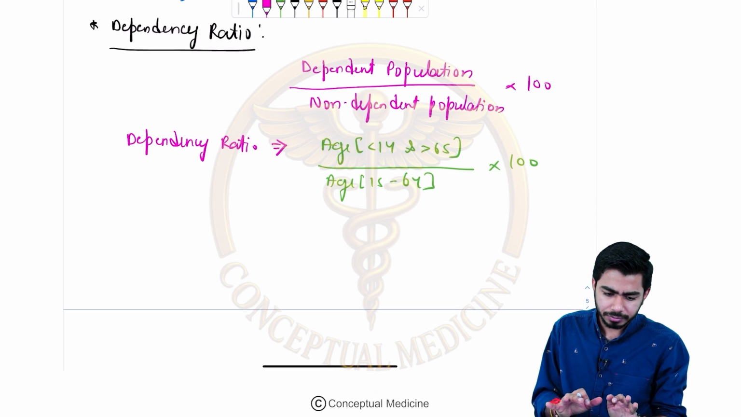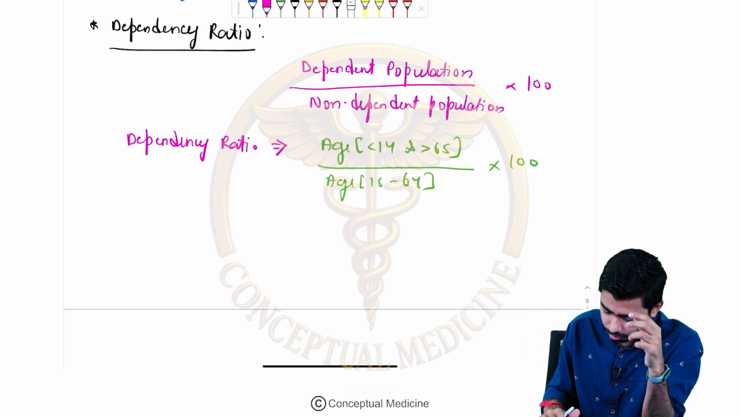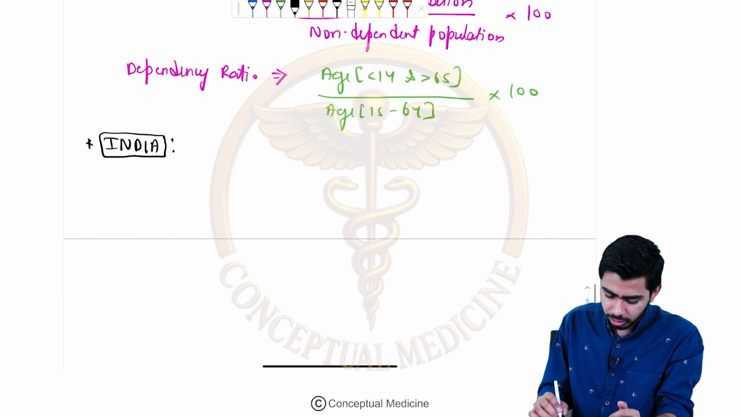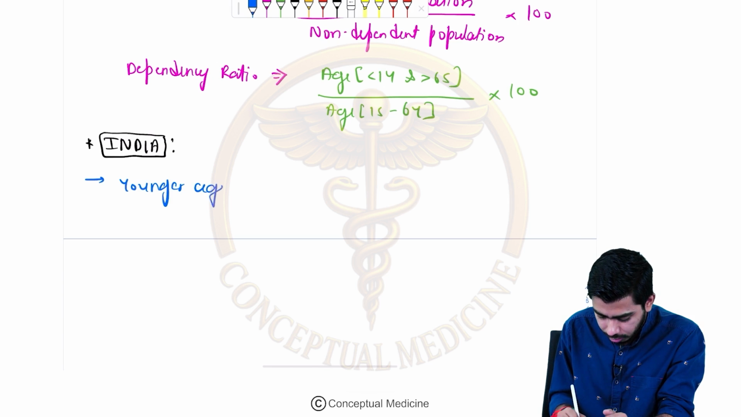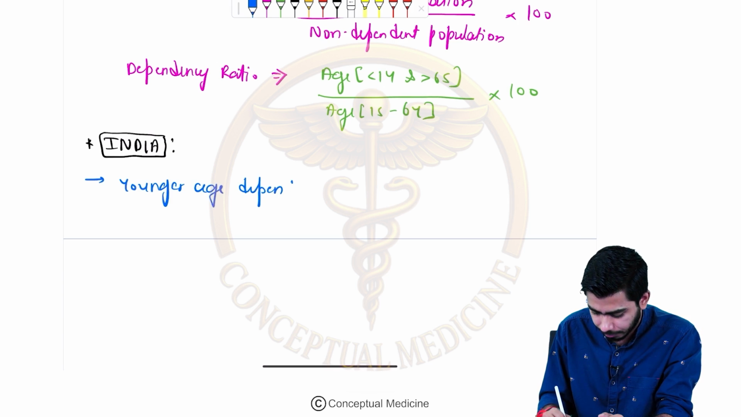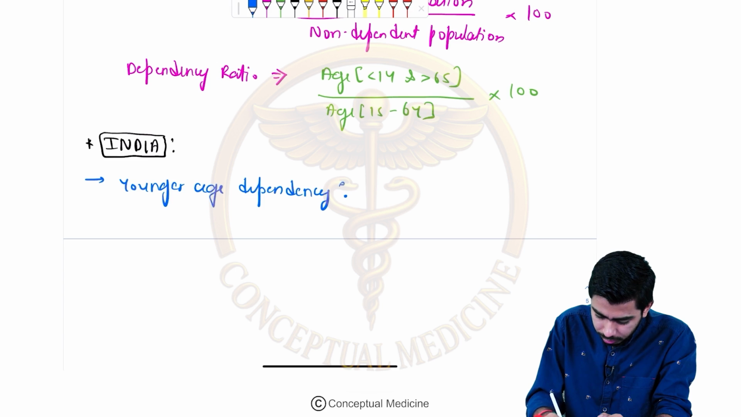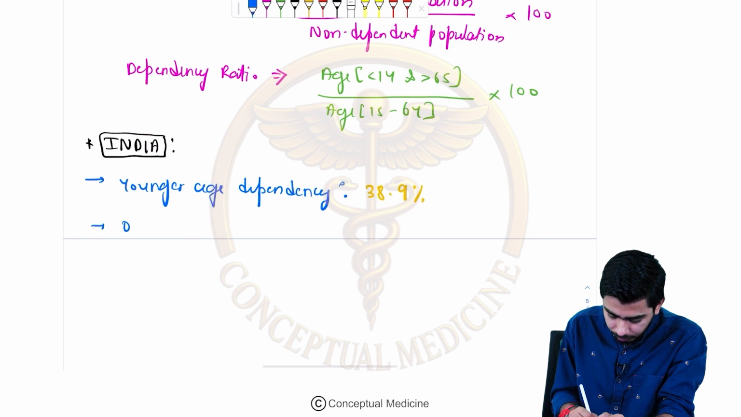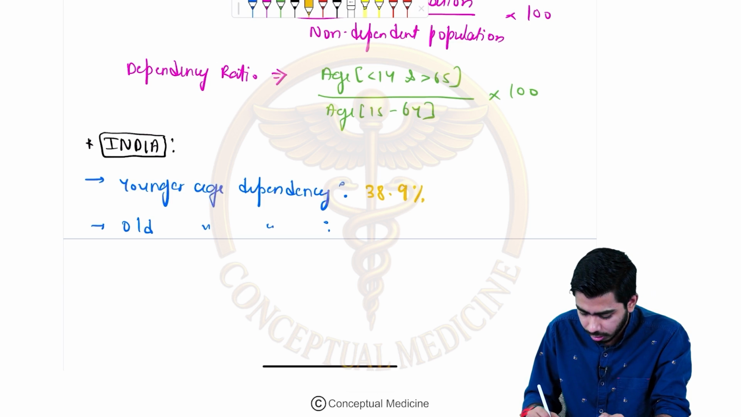Now if you talk about India, the younger age dependency is around 38.9%, so let me mention that as well. The main important point over here is that the younger age group dependency is 38.9%. If you talk about the older age group, old age dependency, then it is around 9.7%.